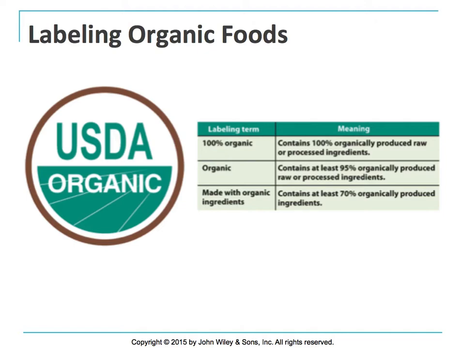So for labeling, if you see the term 100% organic, then that means that the product contains 100% organically produced raw or processed ingredients. If it just says organic, it has to contain at least 95% organically produced raw or processed ingredients. If it says made with organic ingredients, then it just has to contain at least 70% organic ingredients. So just something to keep in mind if you're reading labels of products while you're out shopping.